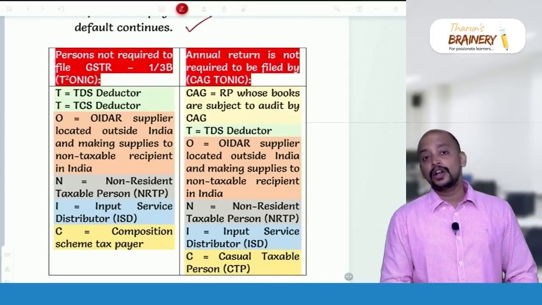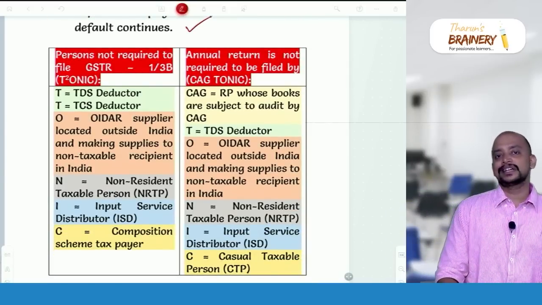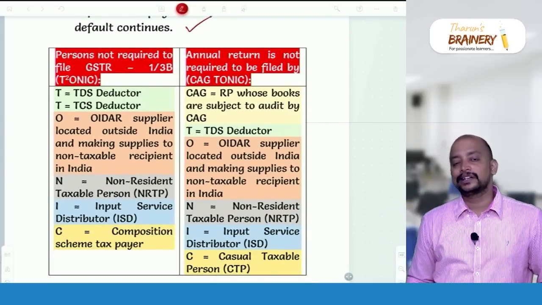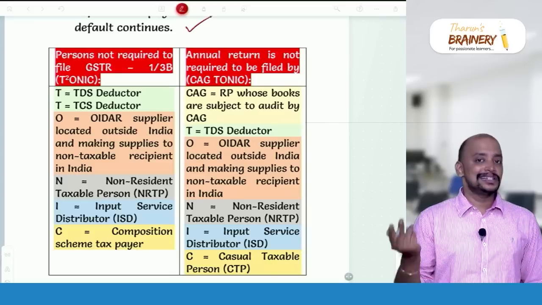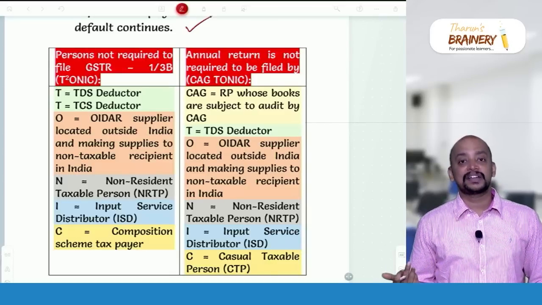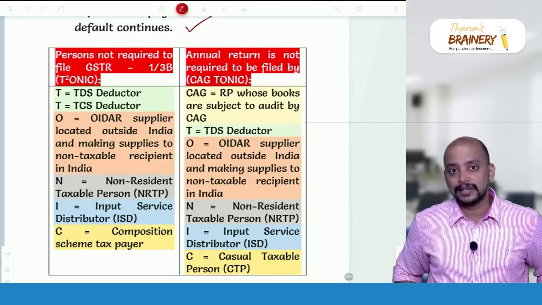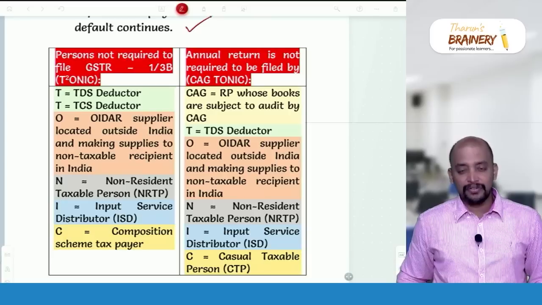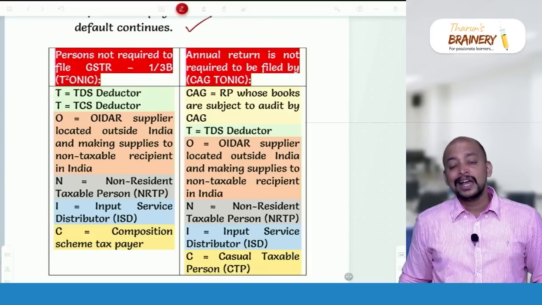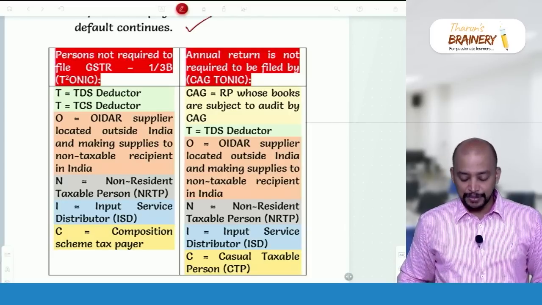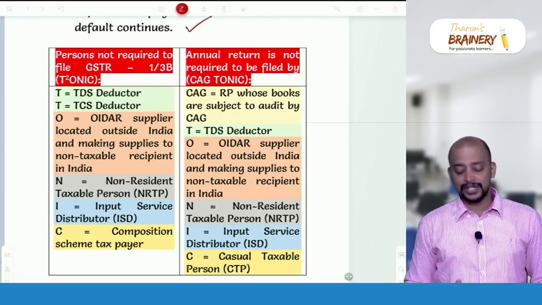Then who are not required to file GSTR 1 and GSTR 3B? So remember TONIC, in the TONIC, T squared. So TDS, TCS deductor, because they will be filing GSTR 7 and GSTR 8. O for OIDAR supplier located outside India. N for non-resident taxable person. I for input service distributor, and C for composition scheme dealer.